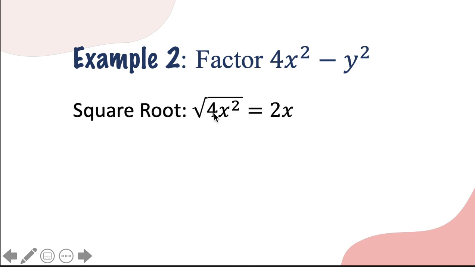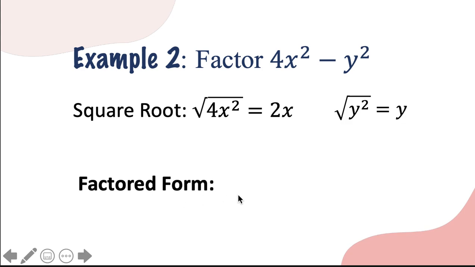Square root of 4x squared. The square root of 4 is 2. And then the square root of x squared, the answer is x. Next, the square root of y squared, the answer is y. And then after that, we're going to get the factored form by writing the product of the sum and difference of these two terms. So that will be 2x plus y times 2x minus y. Can we interchange these two operations? Yes, as long as your answer is a product of the sum and difference of these two terms.